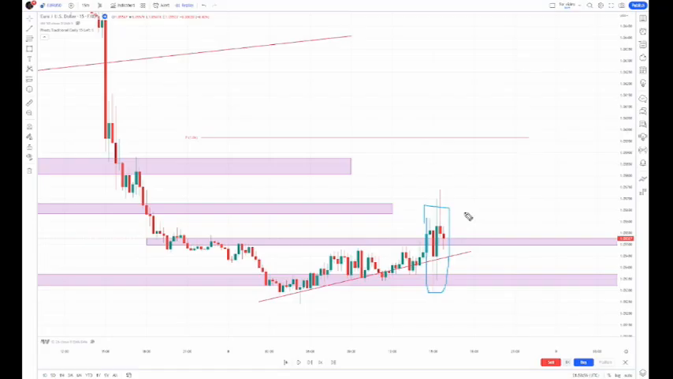So you don't need to be in the market early. You need to wait patiently to see what happens before you get inside the market. Unless you're an aggressive trader, you can get in. If you see anything, you take it like that.